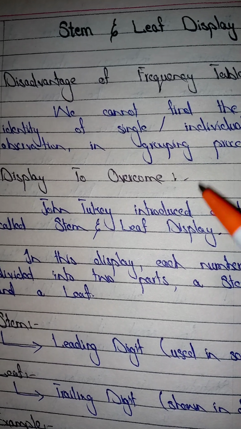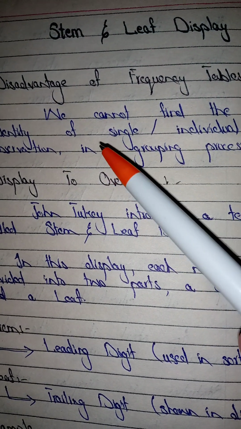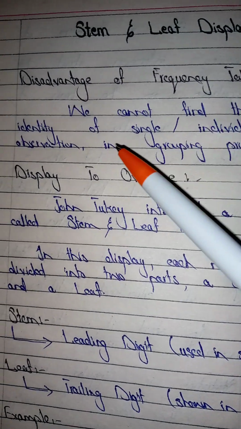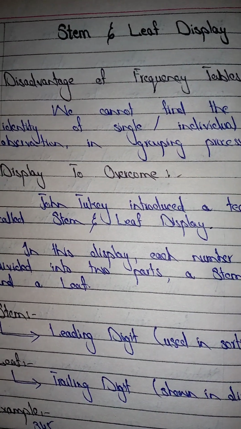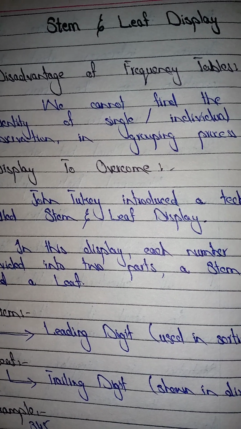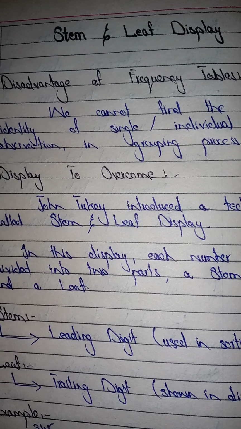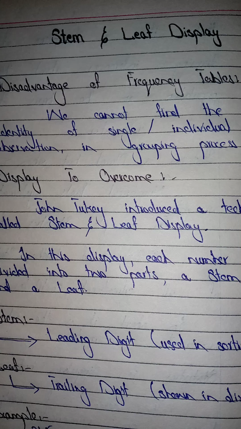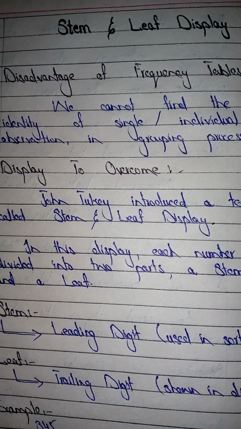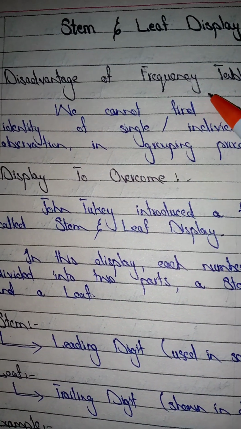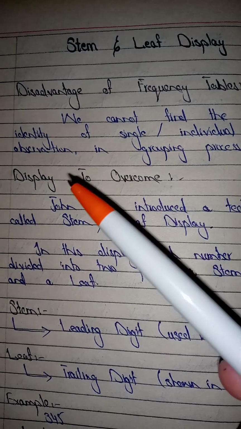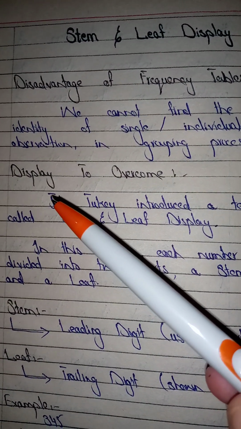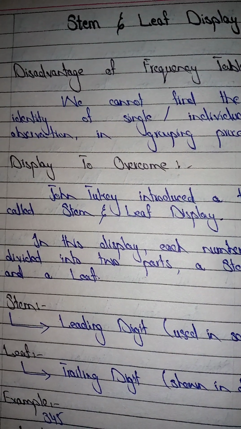The disadvantage of a frequency table is that we cannot find the identity of a single individual observation in the grouping process. In that grouping process, the identification of the single observation is actually lost. It's a very big disadvantage of the frequency table. So for that purpose, which display is introduced to overcome this?